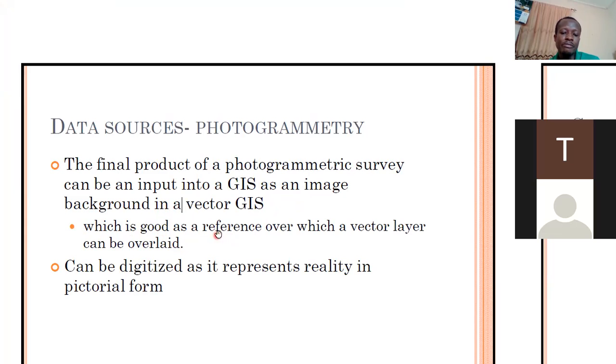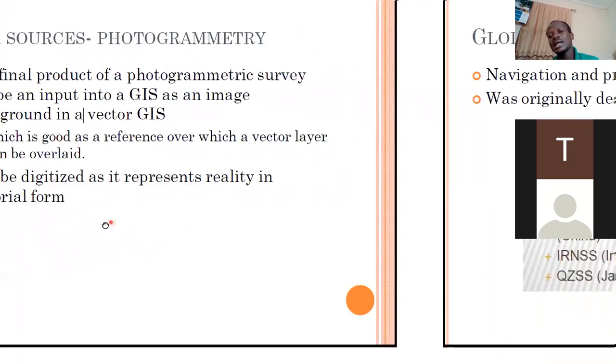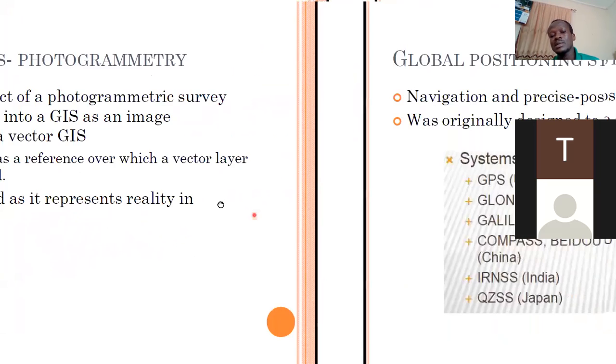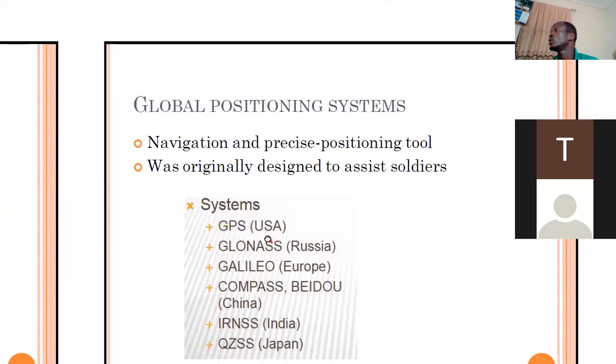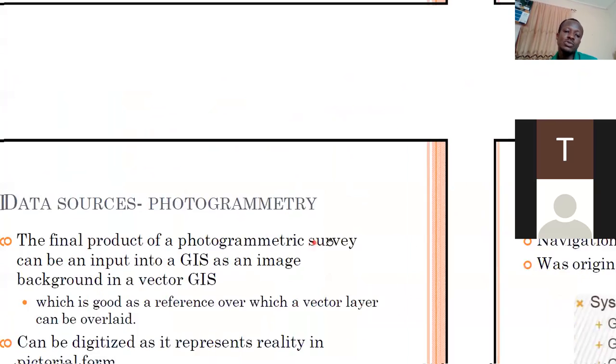And that is a good reference over which a vector layer can be overlaid. So we can put in some vector layer, overlay it, look at it, think with it. The whole idea of GIS is to support the decision making that you have to do. It can be digitized. You have a picture, you can digitize the picture in what we call on-screen digitizing. Is that okay? All right. So that is photogrammetry for you.